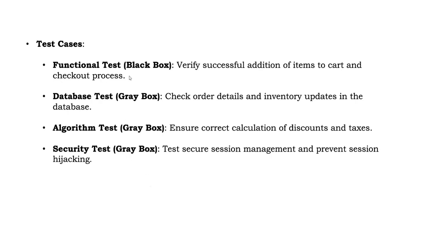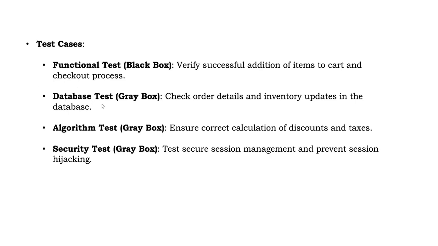From a functional test perspective, black box, which is functional, is nothing but black box testing, right? So it verifies successful addition of items to the cart and the checkout process. As a user, I must be able to add an item to the cart and then successfully pay the money, and then my order successful message should be displayed. Okay, so that is the whole idea basically. That is what we will test from the UI perspective.